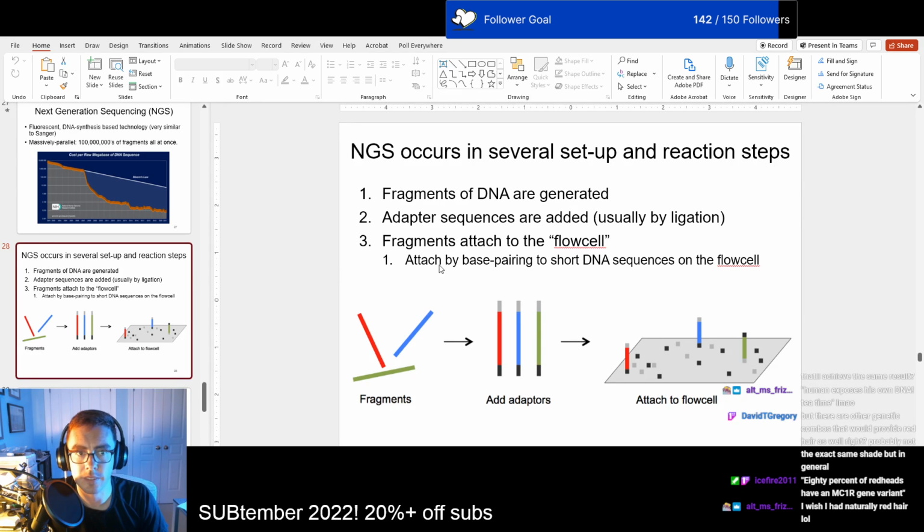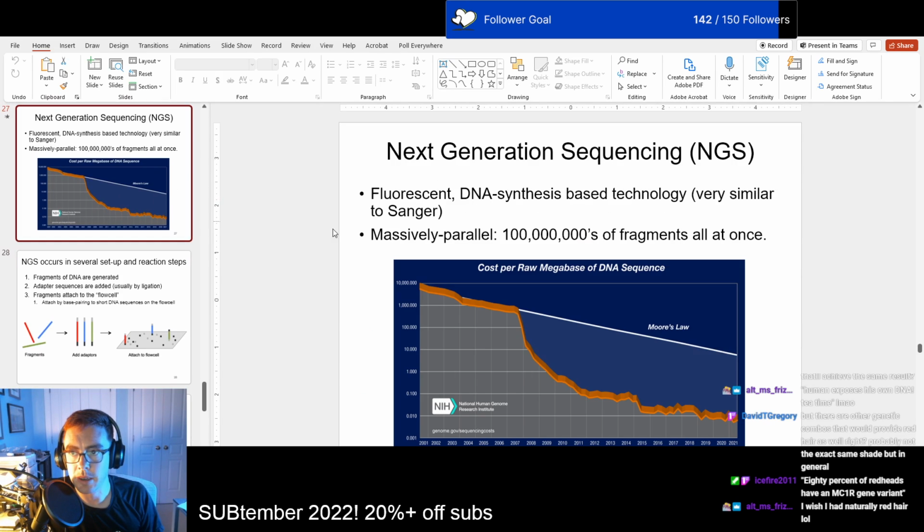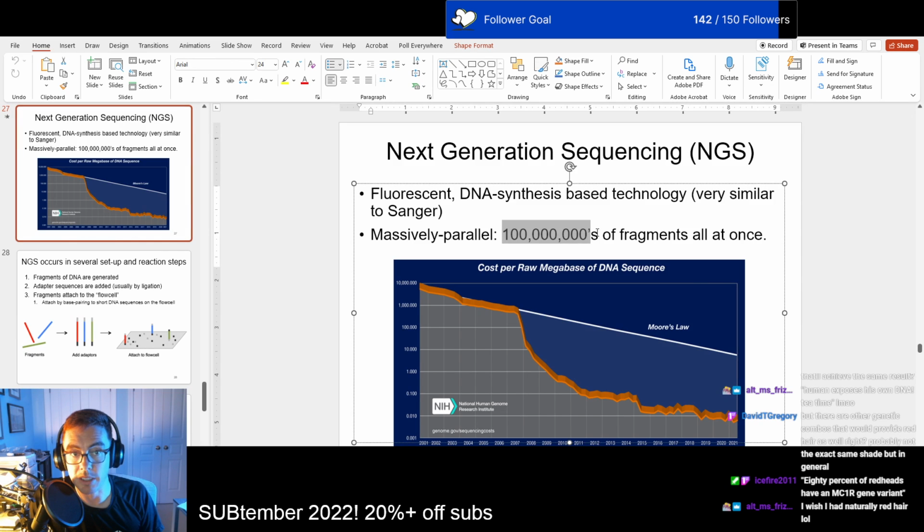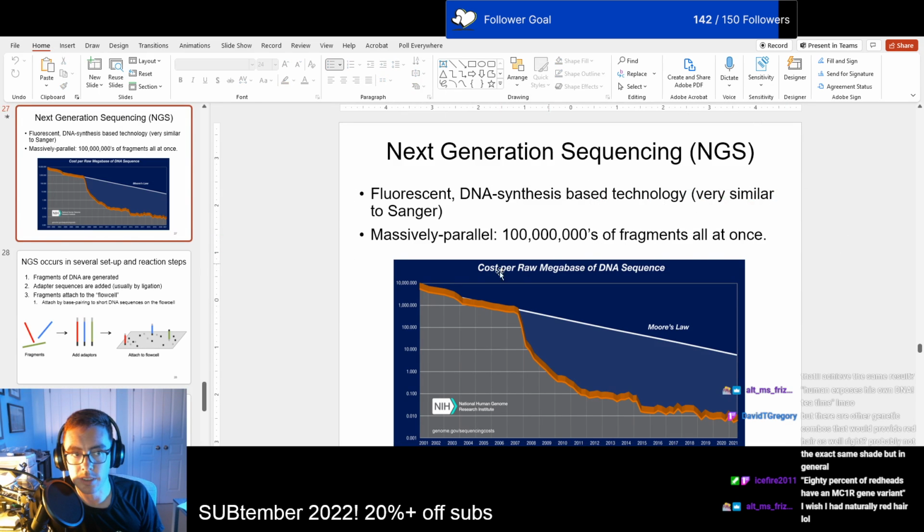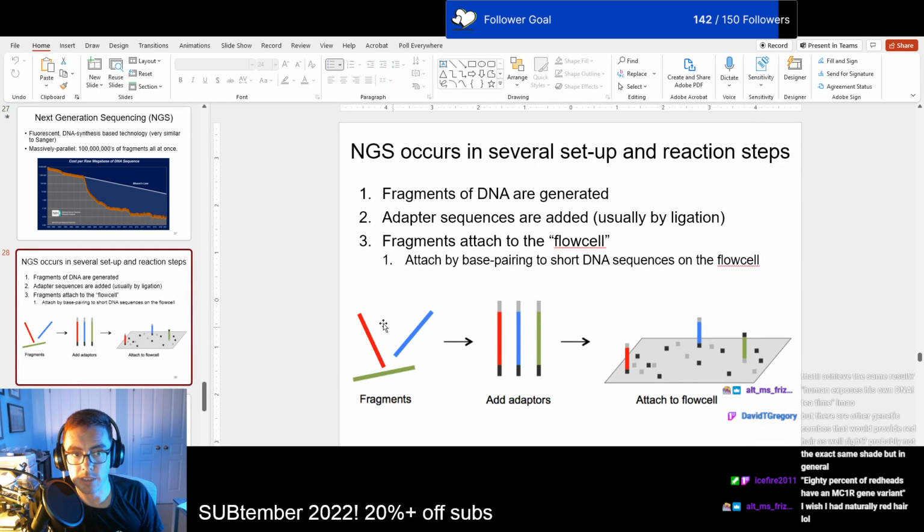So, PowerPoint. The way they did this was through something called next generation sequencing. It is massively parallel, so you are sequencing hundreds of millions of fragments all at once. What you do is you basically get your DNA sample and fragment it. You can fragment it using a number of techniques. You add on adapters, which are just short sequences, and you can add that enzymatically. So an enzyme does it for you, just sticks them right on there.